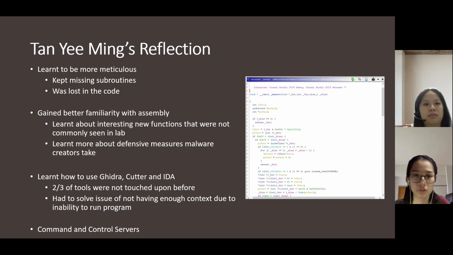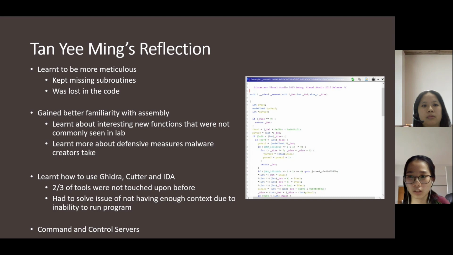So the third point on what I've learned is that I've learned how to use Ghidra, Cutter, and IDA within this project. Two of the three tools were actually not touched before, which is Ghidra and Cutter, at least within the school syllabus. And for this project, I had to quickly pick up and learn the skills on how to use Ghidra and Cutter so that it could help with my disassembly and also decompiling of the assembly code.